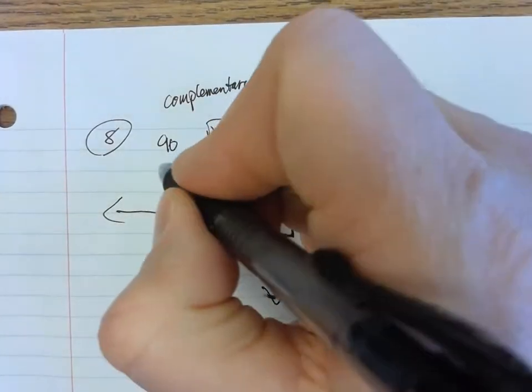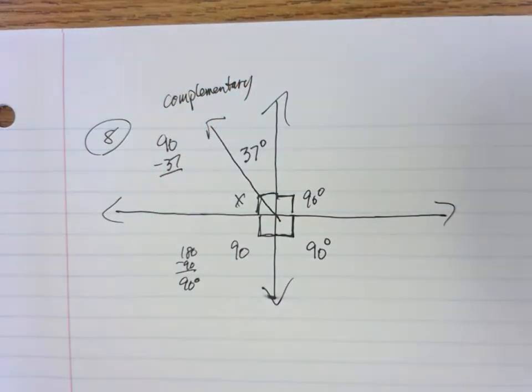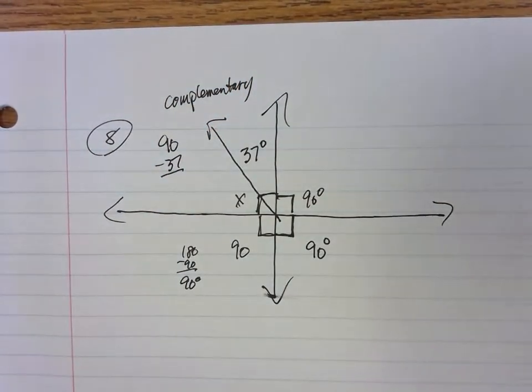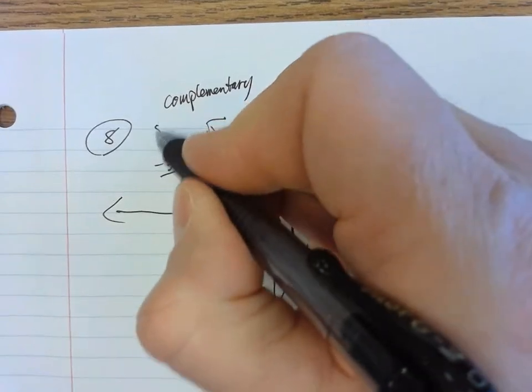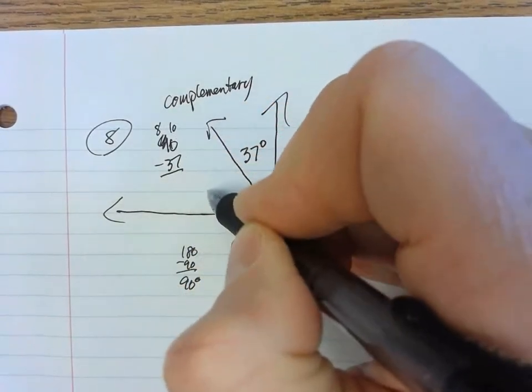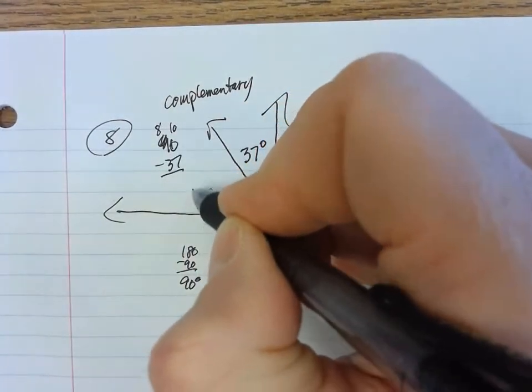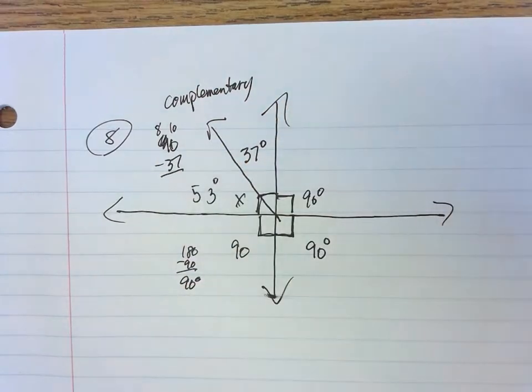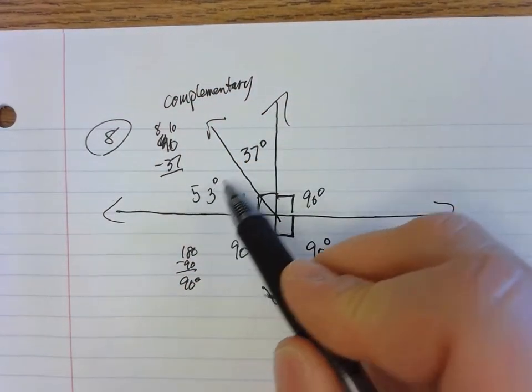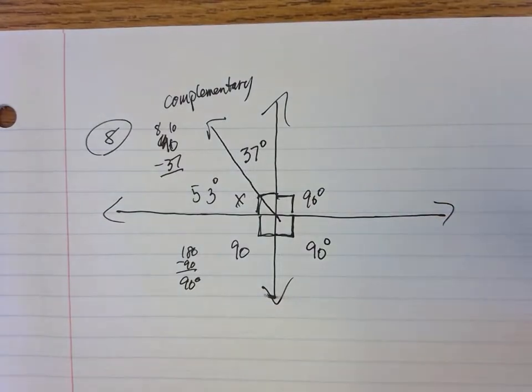Well, since I know these two together are a right angle, I have to do 90 minus 37. Now if you need to do that on your calculator, you can. I'm not necessarily going to do it on mine. So that would be an 8, that would be a 10, so that would be 3, and that would mean that would be 53 degrees. Okay, because 53 and 37 is going to give you 90.